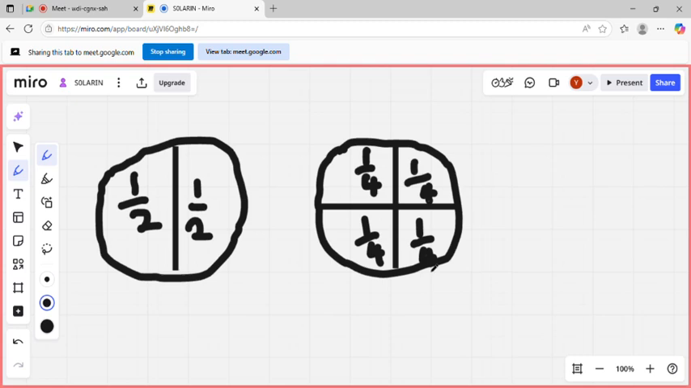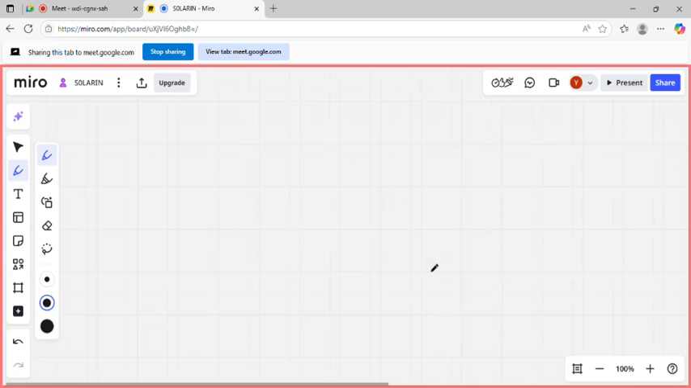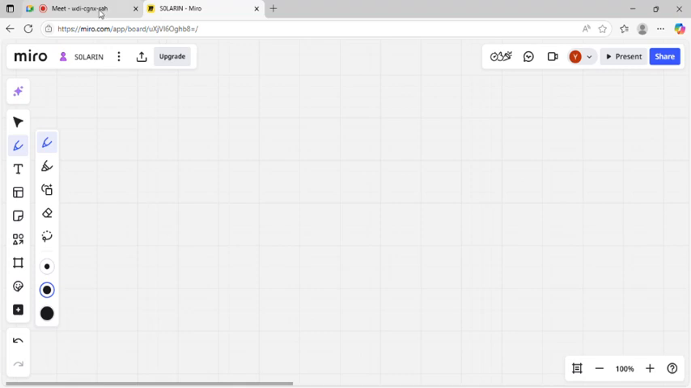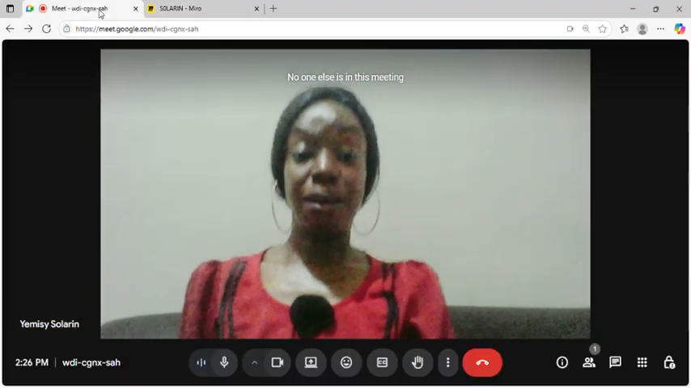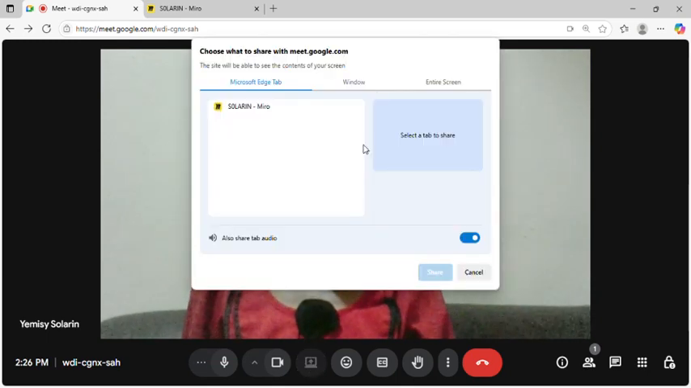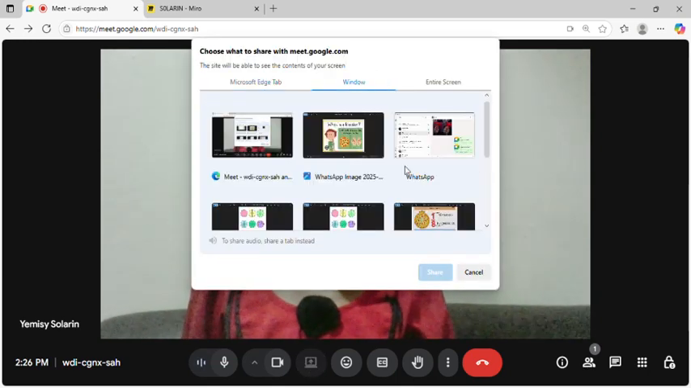Now the next step is for us to be able to identify the different parts of a fraction. You need to know the parts of a fraction. What are the parts of a fraction? I will be showing my screen with you, and I will show you the parts of a fraction.